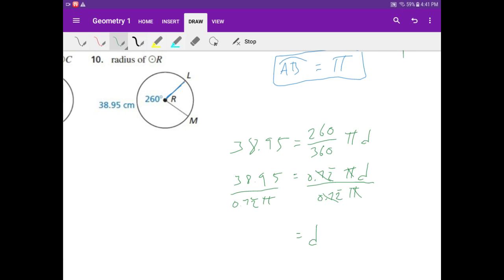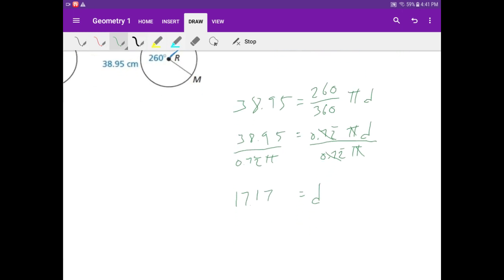38.95 divided by 0.72 repeating times pi. You get 17.17, which is your diameter. But it wants the radius, so you divide it by 2. So for the answer, you divide this by 2, and then 8.58 is the radius.